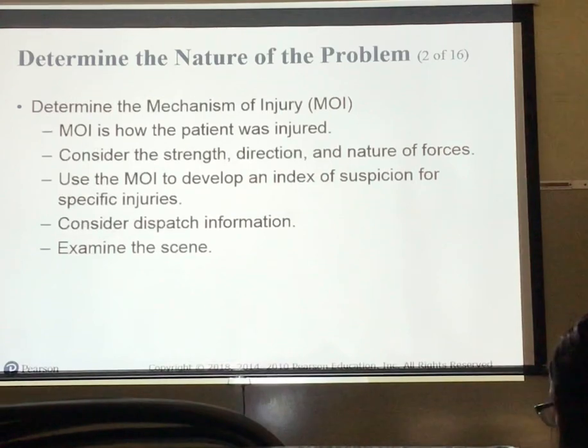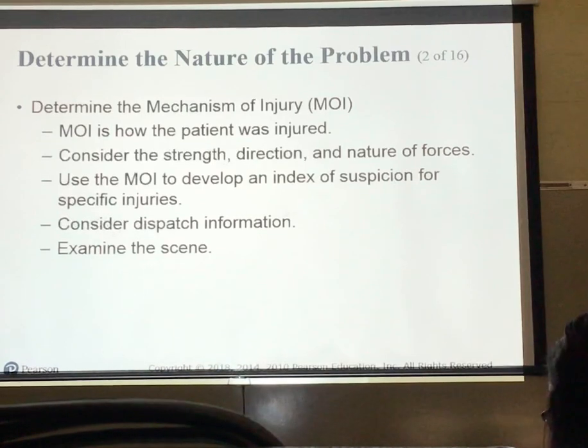An index of suspicion is the degree of your anticipation that the patient has been injured in a specific way, based on your knowledge that certain mechanisms usually produce certain types of injuries. The mechanism of injury provides only a degree of suspicion of the type of injury. It doesn't, however, provide any indication of the actual injury itself.